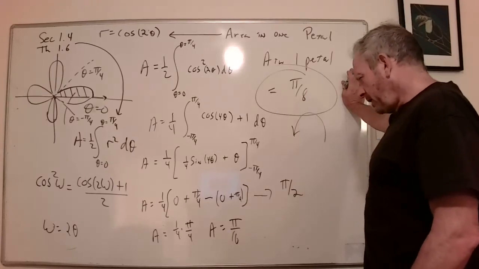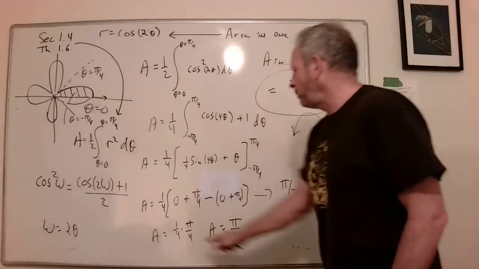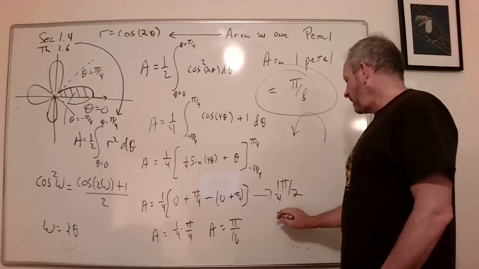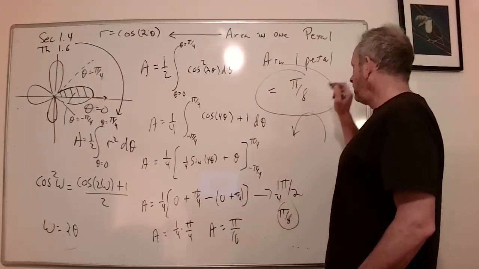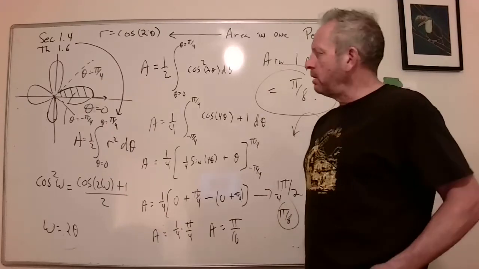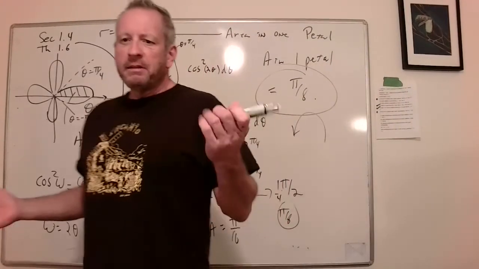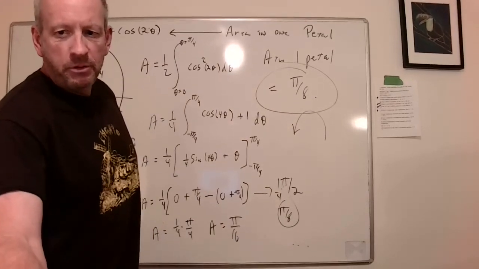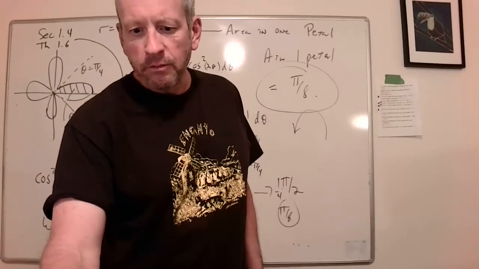How come I'm not getting the same thing? Oh, because I forgot this 1/4. Sorry about that. Times 1/4. There we go. And that's pi over 8. And sure enough, that's the same thing we got a minute ago. So you could do it either way. It hardly makes a difference. And that's that problem. We'll come back with another video for the next question.